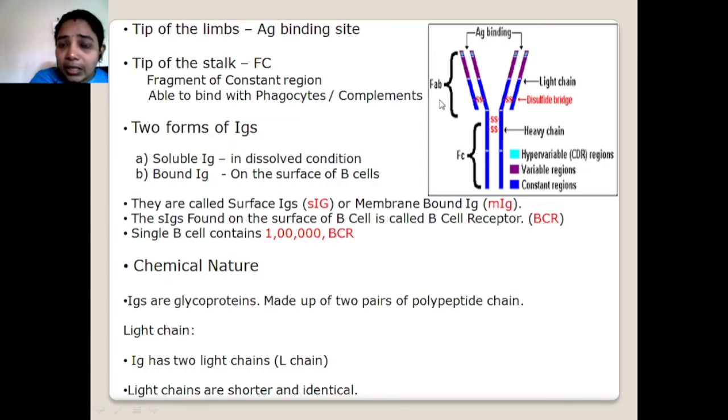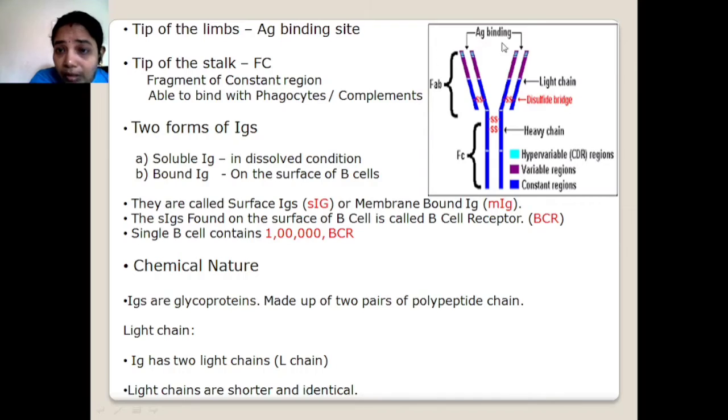The next one, you can see the basic picture of the structure of immunoglobulin. At first, the antigen binding site. Here FAB indicates fragment of antigen binding. Here the short one is the light chain, the long one is the heavy chain, and the FC region indicates fragment of constant region. Then you see here the hypervariable region.